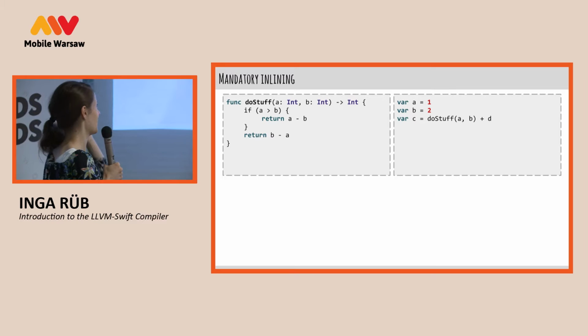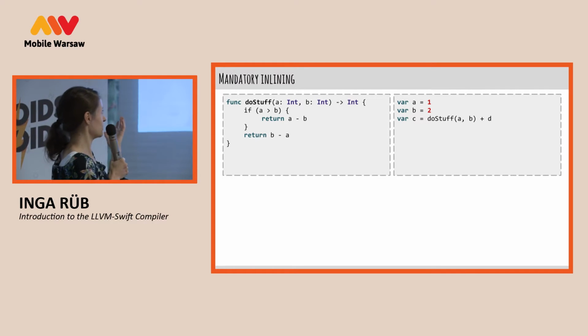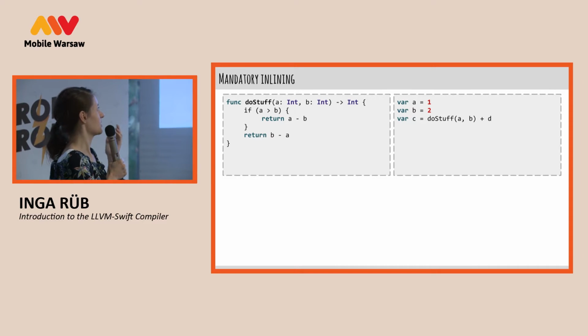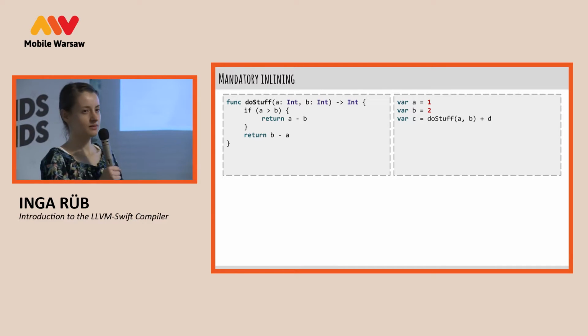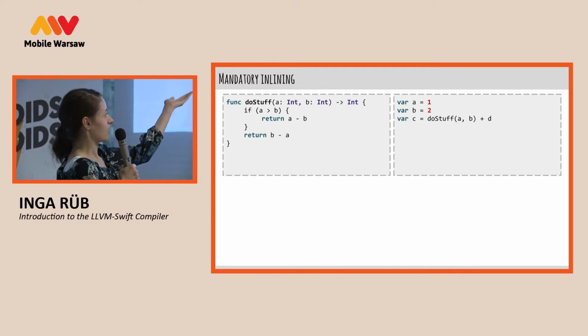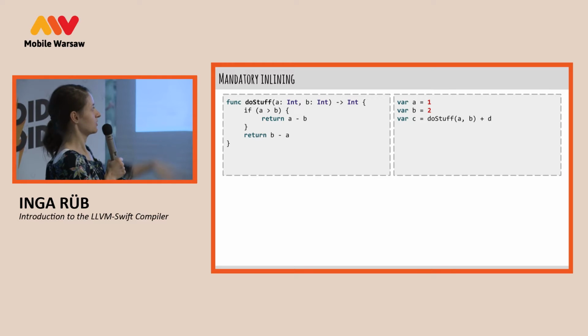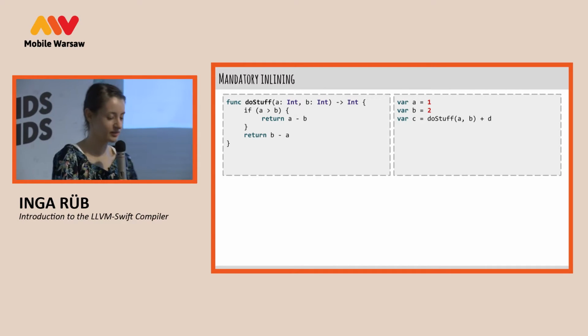If you have a function doStuff which is very simple and it just takes 2 integers and returns the absolute value of the difference, then probably you would like this function to be inlined. So when you use the function, like here to the right, you call the function to assign the value to the variable c.